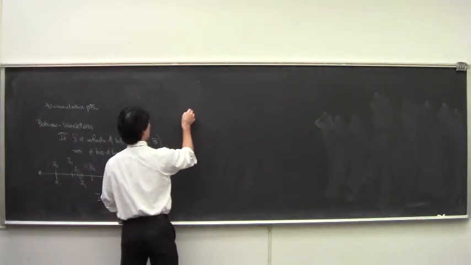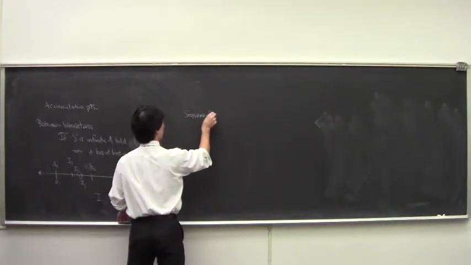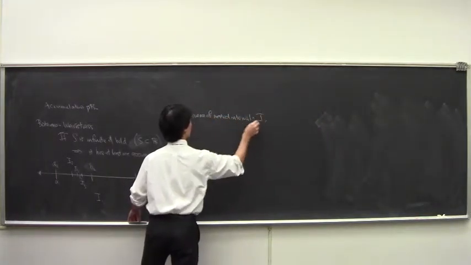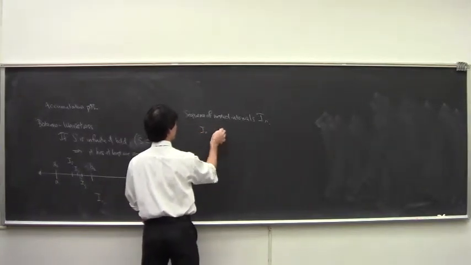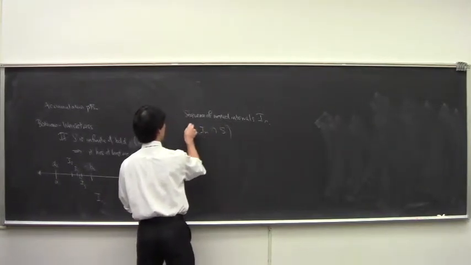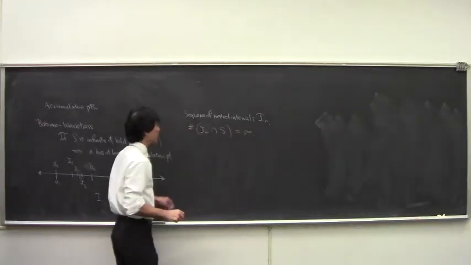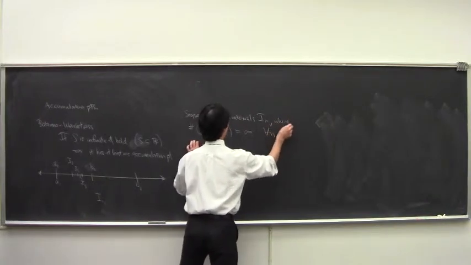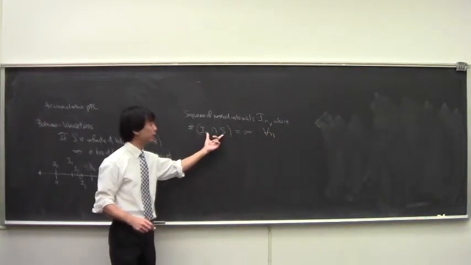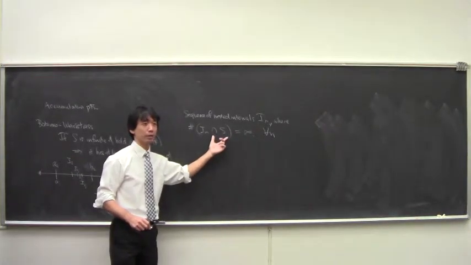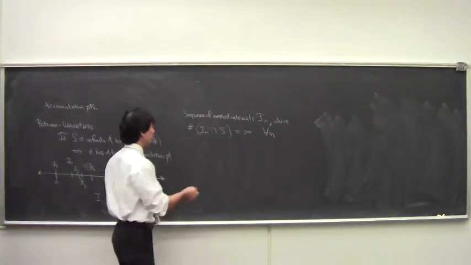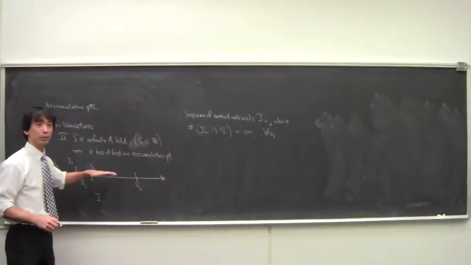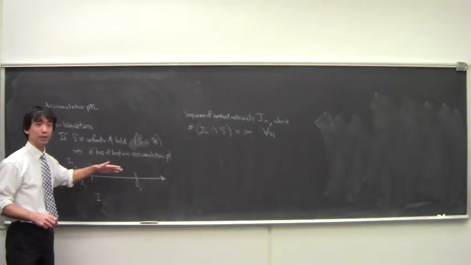So obtain a sequence of nested intervals, I sub n, right? Where I sub n intersect S has infinitely many points, right? For each n, right? So the number of points in the intersection is infinite for every n. Okay, right? And then how do you find the accumulation point? What's the idea? How do you find the accumulation point?